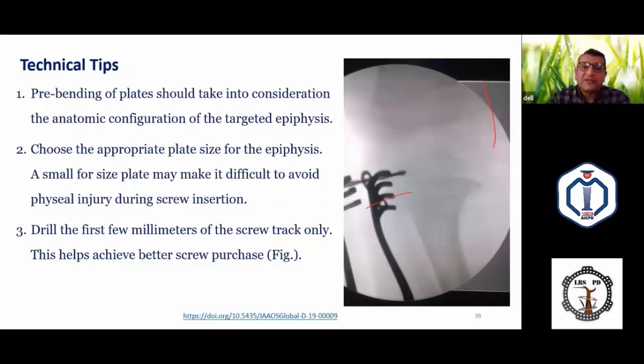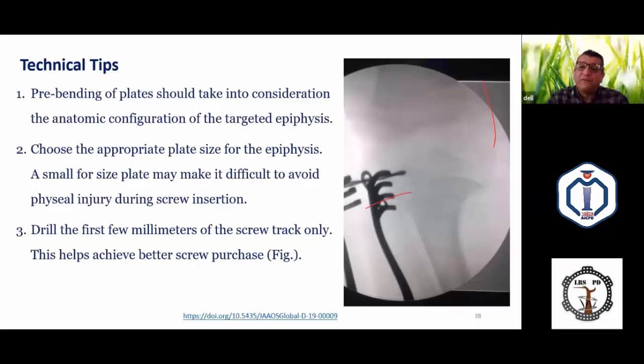These are some tips. Of course, the plate of the guided growth is pre-bent, but you might need to bend it more according to the local anatomy you have. You are working on deformed bones in the distal femur or in the proximal tibia, and all patients are not really similar. So you might need to adapt it to your local anatomy. And you might need also to choose a different size. There are small, medium, and large.